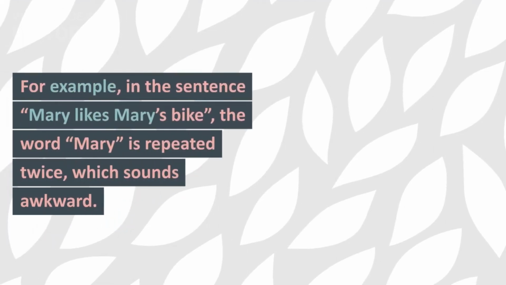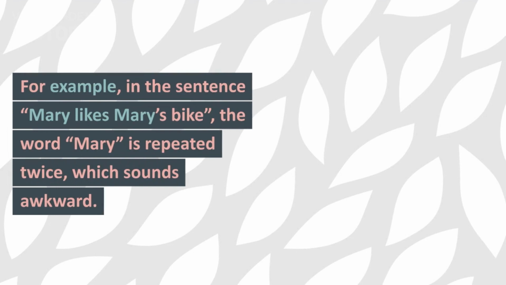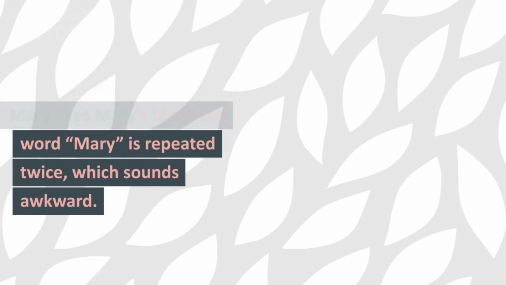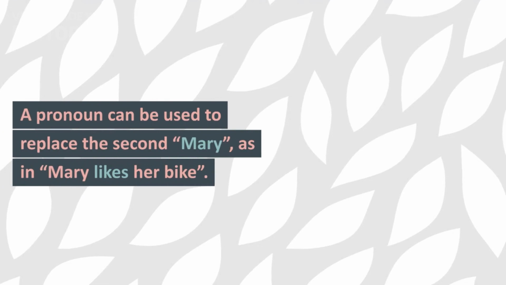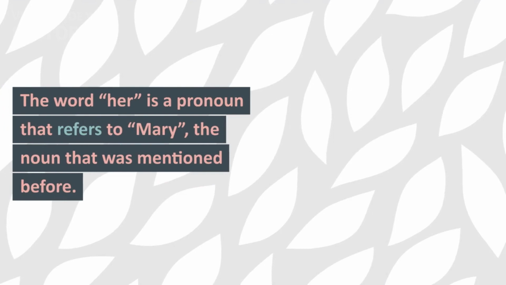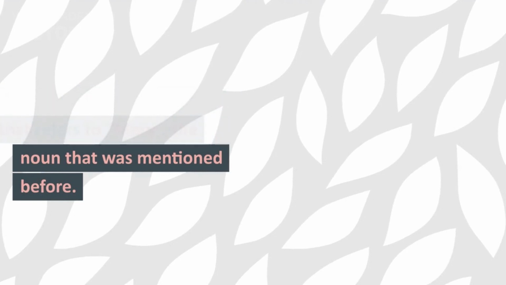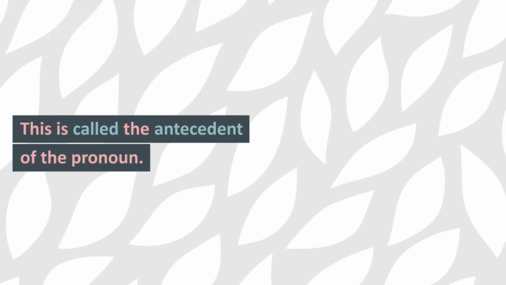For example, in the sentence, Mary likes Mary's bike, the word Mary is repeated twice, which sounds awkward. A pronoun can be used to replace the second Mary, as in, Mary likes her bike. The word her is a pronoun that refers to Mary, the noun that was mentioned before. This is called the antecedent of the pronoun.